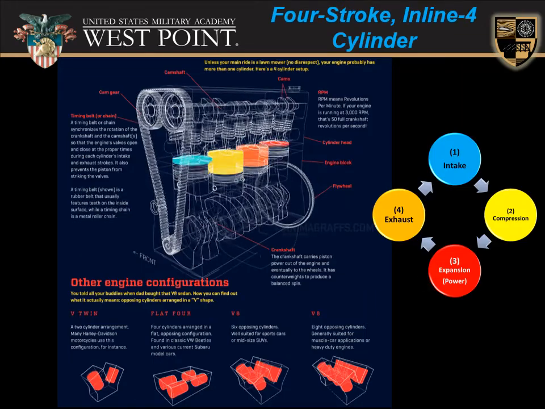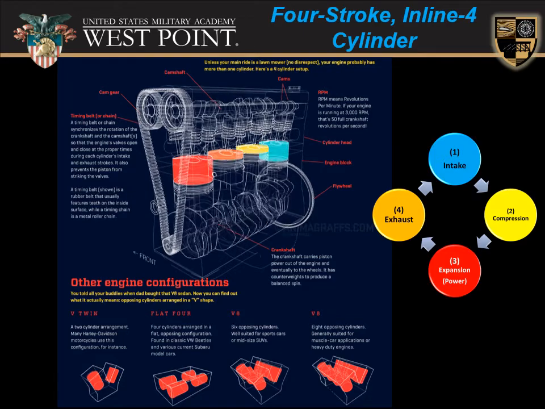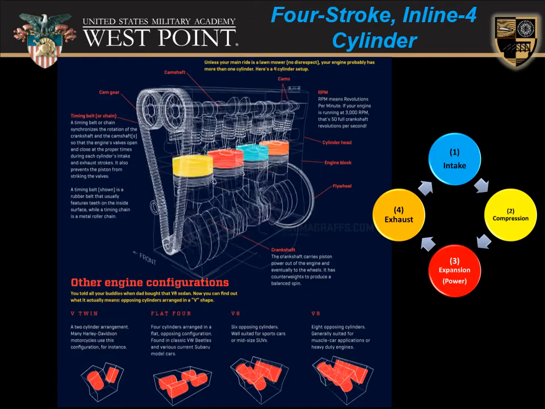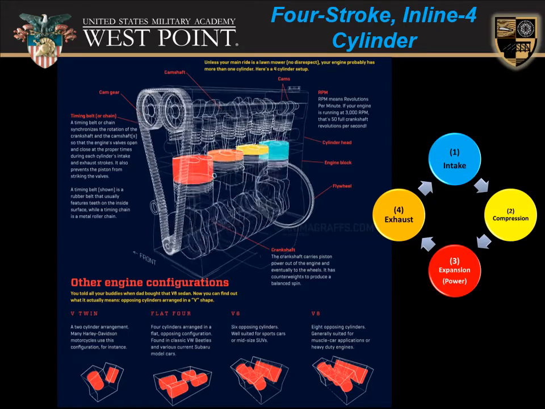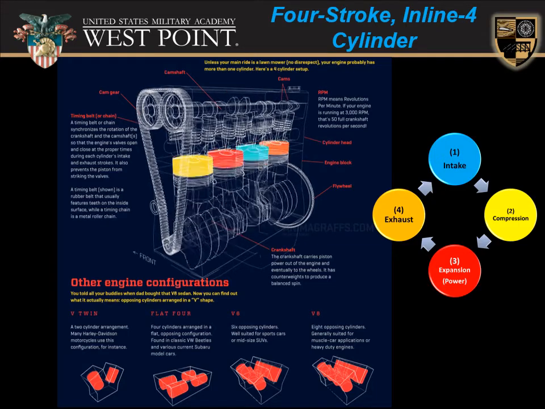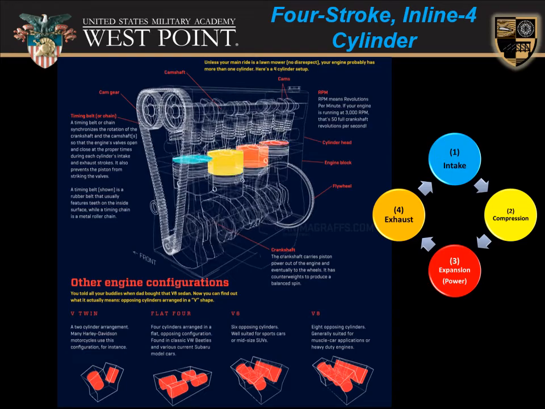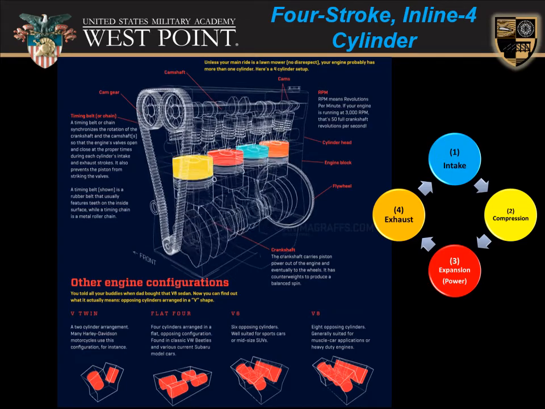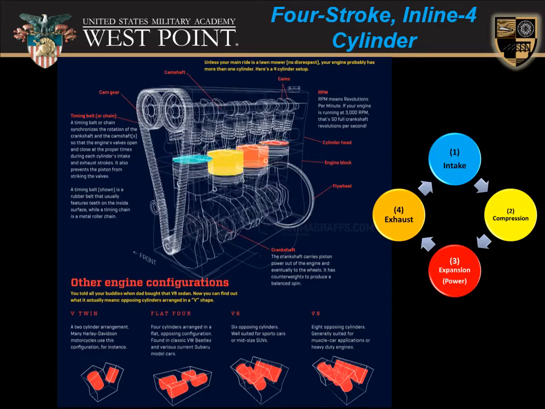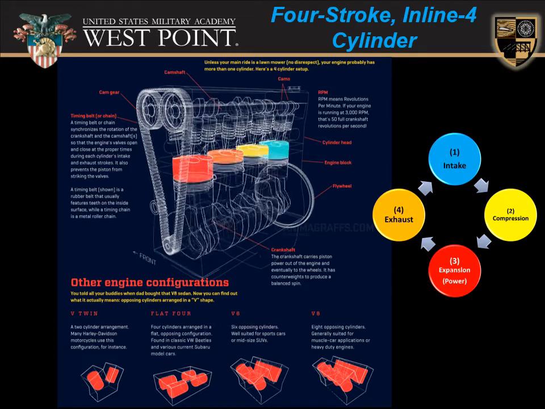Here we have an animation of a 4-stroke inline 4-cylinder engine where you have 4 pistons working in concert with one another, connected via the crankshaft. And that crankshaft is connected via the timing belt to the camshafts at the top, which are rotating to depress the springs on the intake valves and exhaust valves to keep everything synchronized.